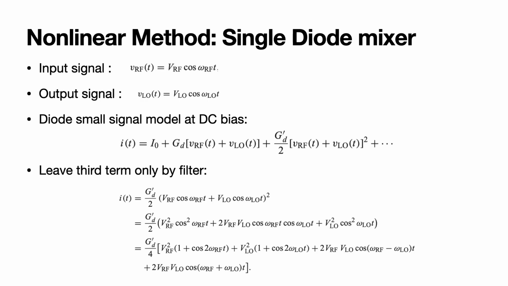Let's look into math analysis. Input signal can be represented as VRF cosine omega RF t. Output signal can be represented as VLO cosine omega LO t, with diode small signal model. The diode current can be represented as I0 plus GD (VRF plus VLO) plus G prime half (VRF plus VLO) squared. Use filter circuit, and we can leave third term only. The current becomes the below formula.